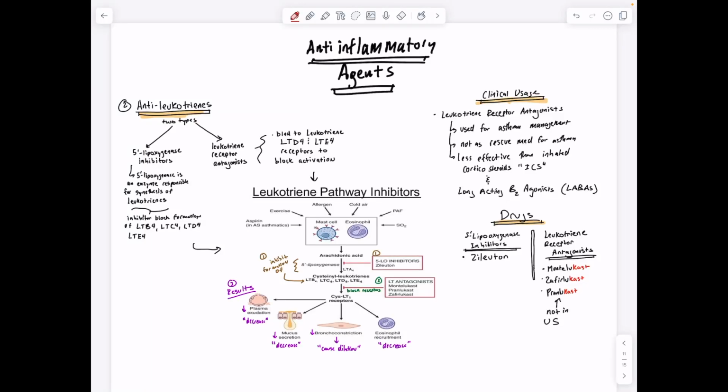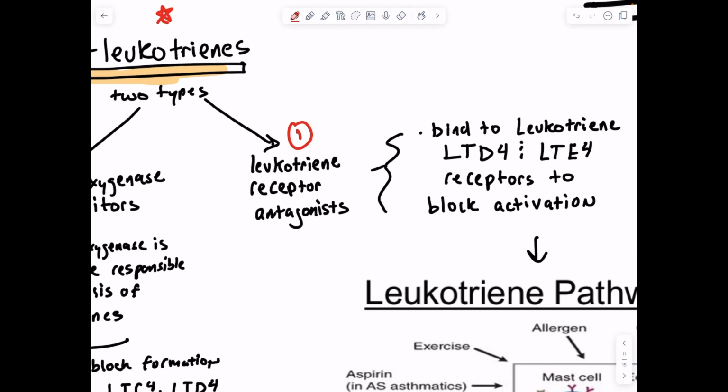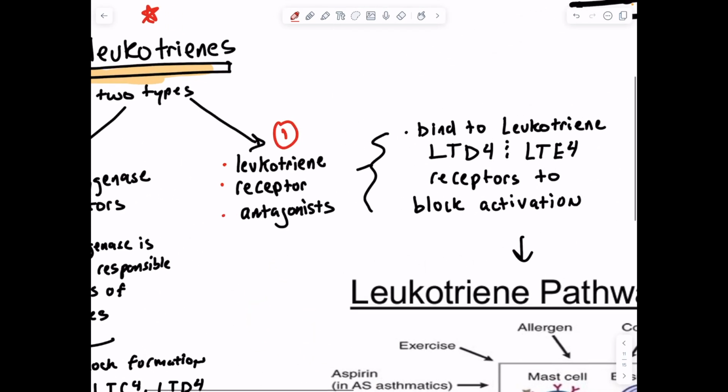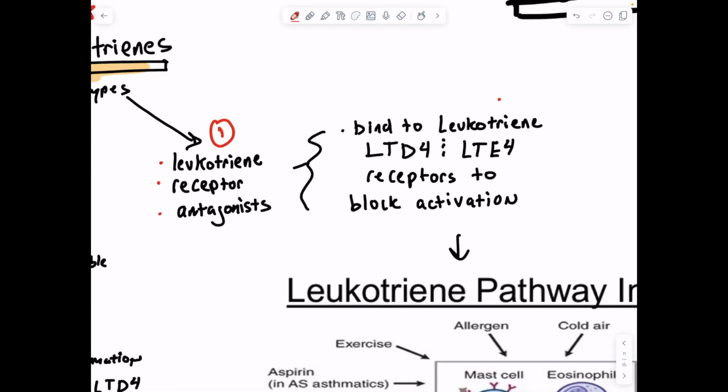Then we have our anti-leukotrienes, and we know that leukotrienes are pro-inflammatory molecules. So basically, can we keep these molecules from getting to their receptors, or can we keep them from being made in the first place? So those are our two general approaches. The first one, keeping our leukotrienes from getting to where they need to go to cause the inflammatory response, are our leukotriene receptor antagonists, and they bind to LTD4 and LTE4 receptors to block activation.